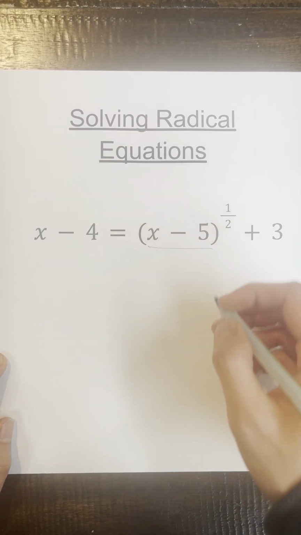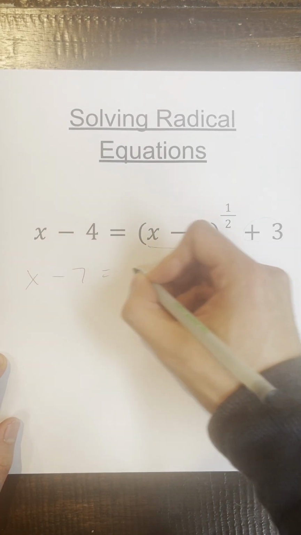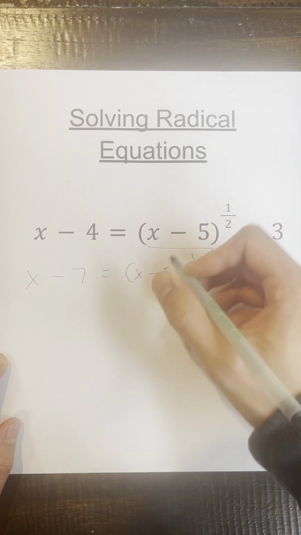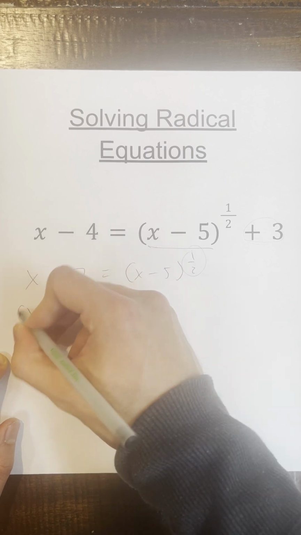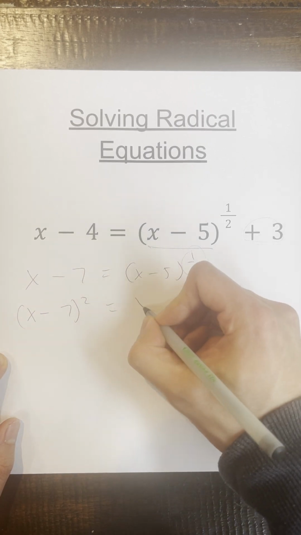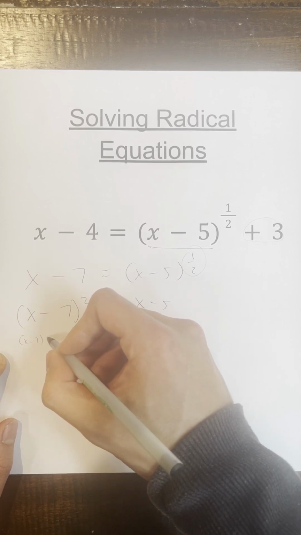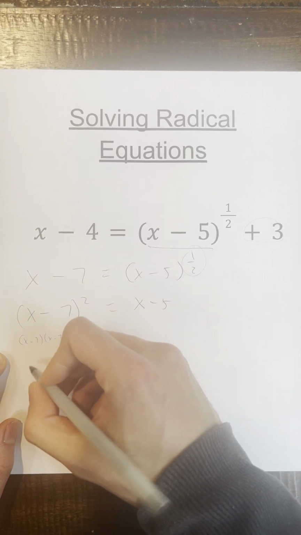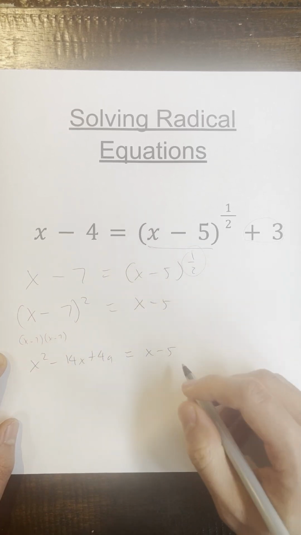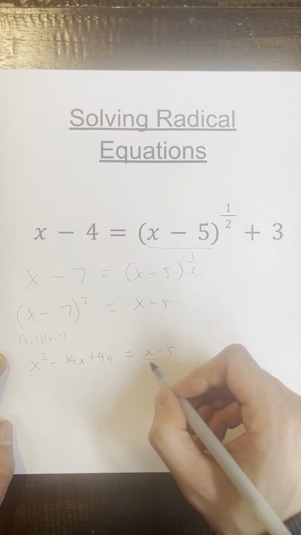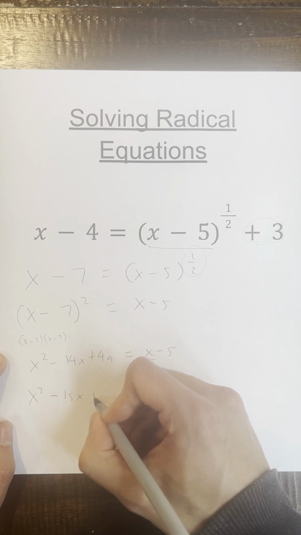How do we get this by itself? Let's subtract 3 from both sides of the equation. And how do we get rid of the 1/2 here? We're going to square both sides of the equation. So this gives us x minus 7 squared. So x minus 7 times x minus 7, that's x squared minus 14x plus 49 is equal to x minus 5. Let's subtract x from both sides, and then add 5.